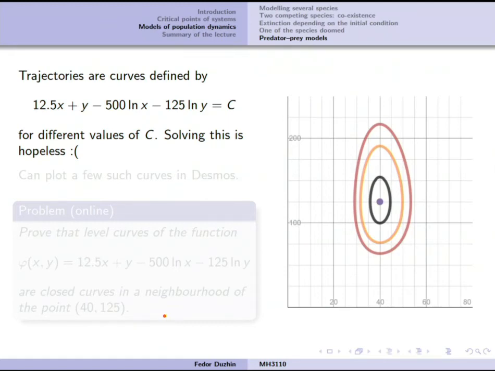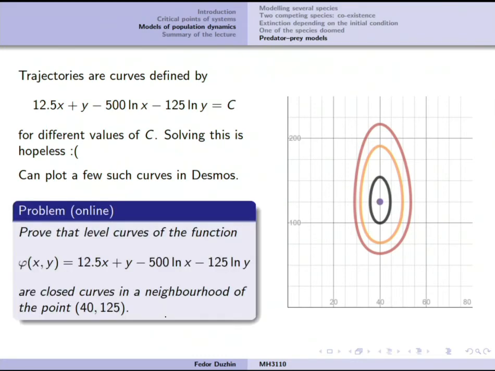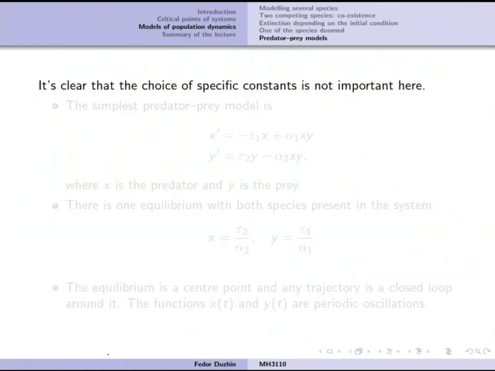Finding an explicit expression of y for x or of x for y is just impossible, but we can plot a few such curves in, say, the Desmos calculator, and I suggest that you do it, and you see that they are indeed closed curves. I haven't proved that they are actually closed curves, but I suggest that you try to do it at home. It is possible to prove that these curves are actually closed curves. Well, anyway, of course the choice of specific constants is not important here.